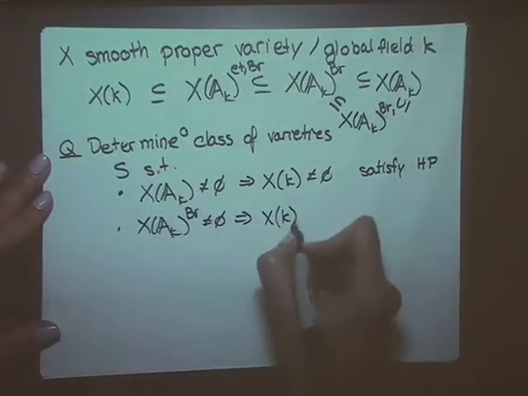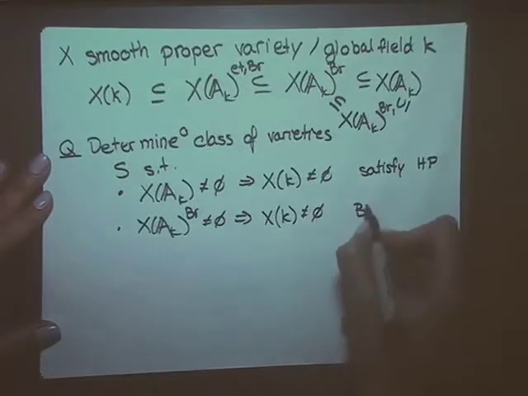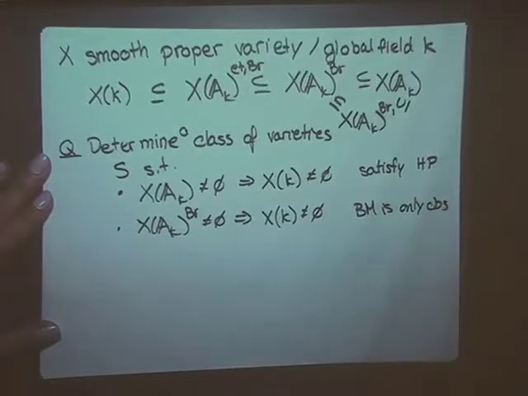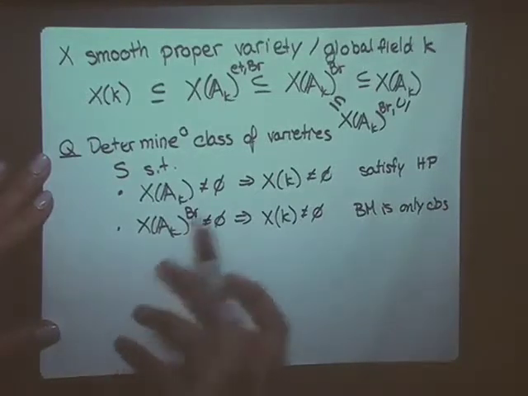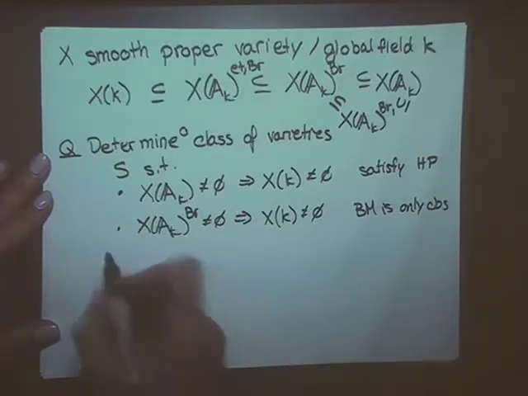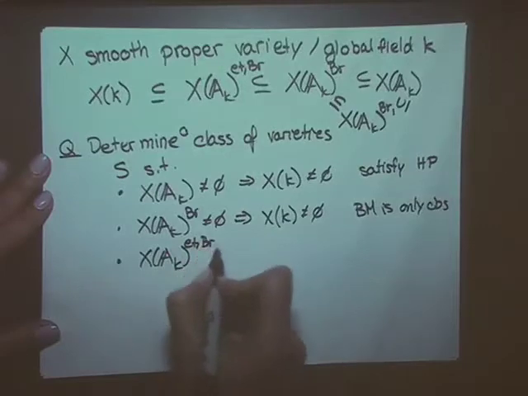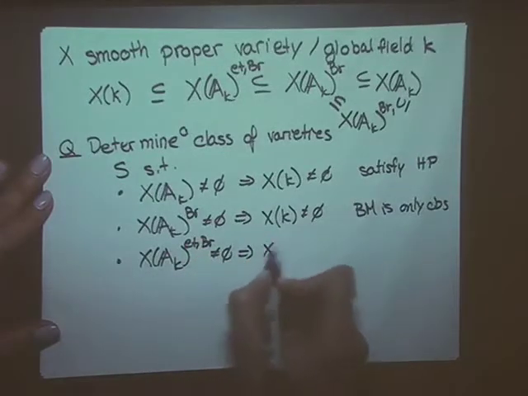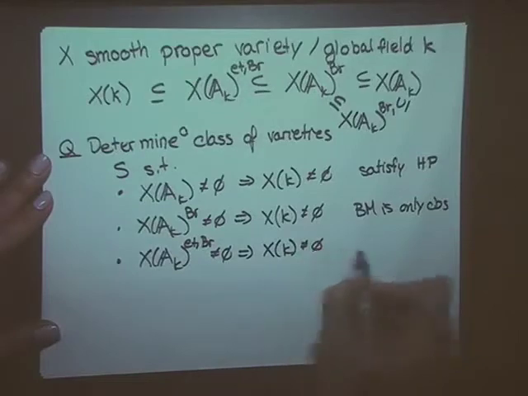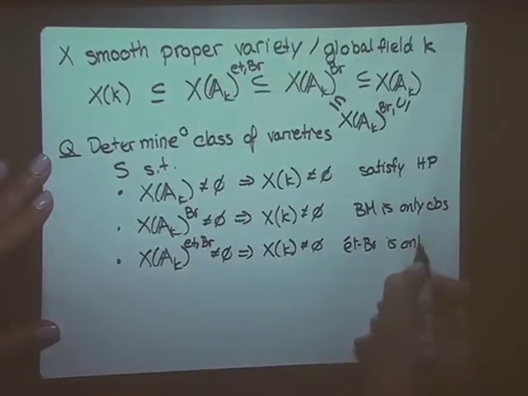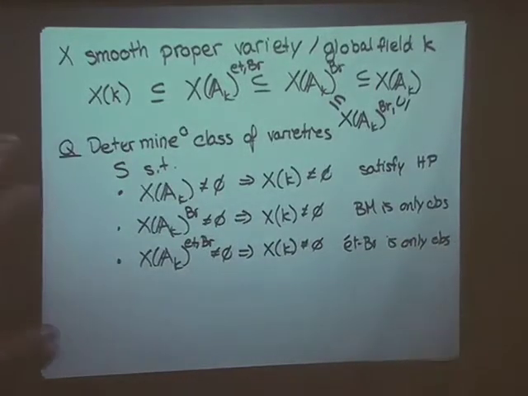So multiple questions. We could say Brauer-Manin is the only obstruction, or maybe the Brauer-Manin obstruction is sufficient. We could also put Brauer 1 and then say algebraic Brauer-Manin obstruction. And then we can also ask for the étale-Brauer set, and say étale-Brauer is the only obstruction or is sufficient. We'd like to figure out how to make S as large as possible.